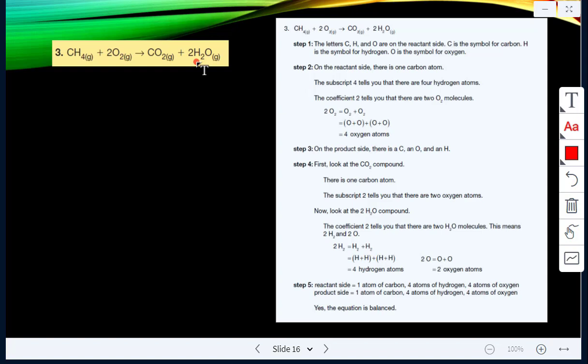And now, step 5 is to compare the reactant side and the product side. So reactant side, there's 1 carbon. Product side, there's 1 carbon. Reactant side, there are 4 oxygens. Product side, we also have 4 oxygens. Reactant side, there are 4 hydrogens, and product side, we also have 4 hydrogens. So yes, it is balanced.